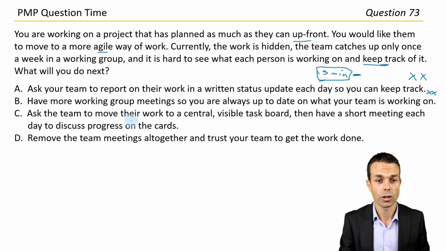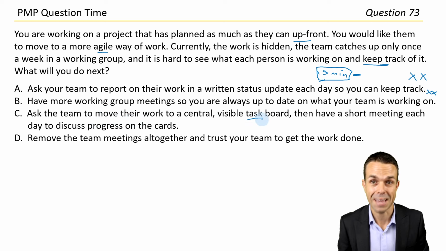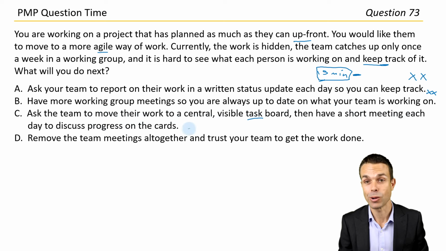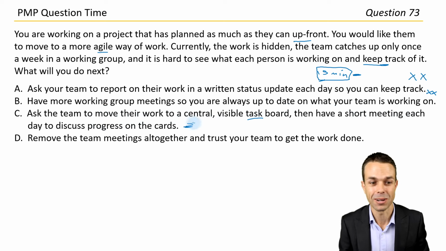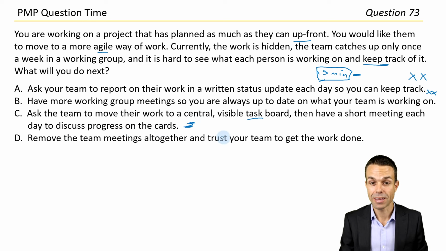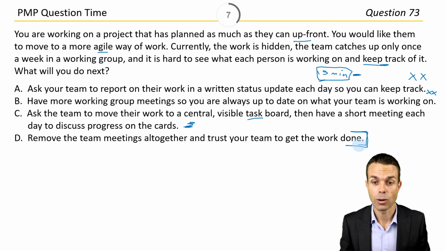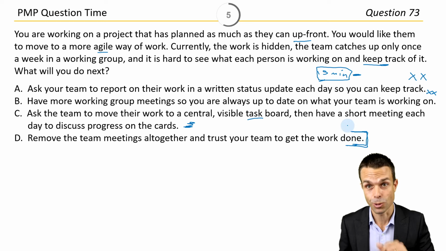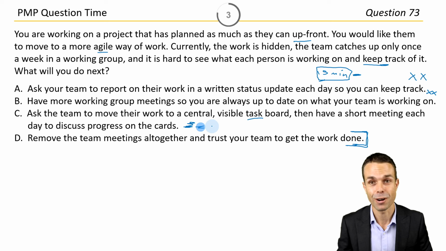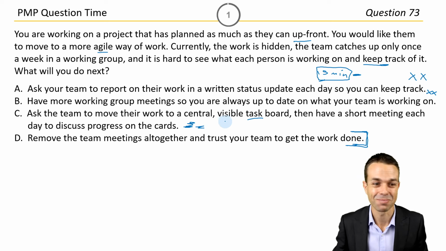Ask the team to move their work to a central visible task board, like a Kanban board, and then have a short meeting each day to discuss progress on their cards, like a stand-up meeting. I think that is probably where we're going. Remove the team meetings altogether and trust your team to get the work done. Definitely having trust in your team is a good thing, but also talking with your team is also a good thing. So I think this one, for our purposes, let's go with answer C.